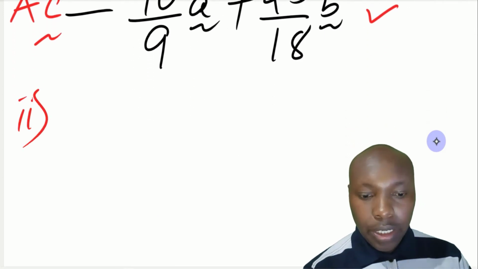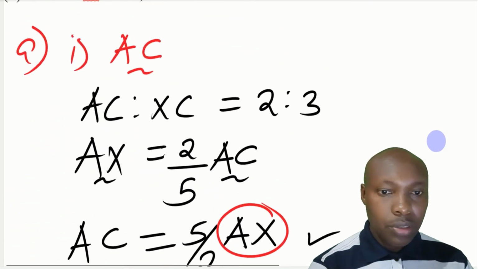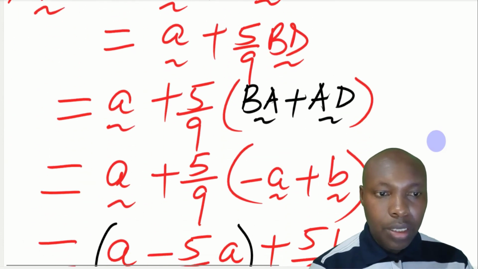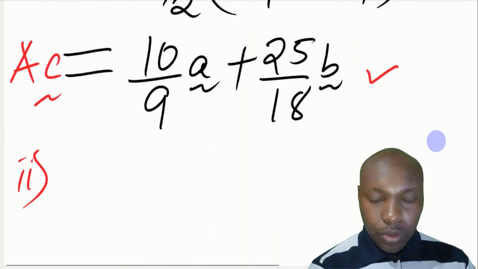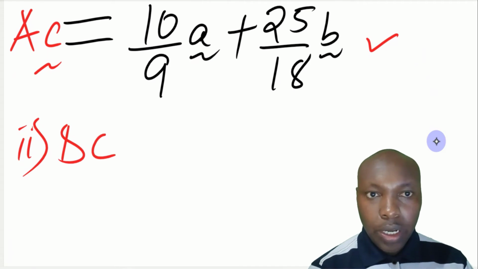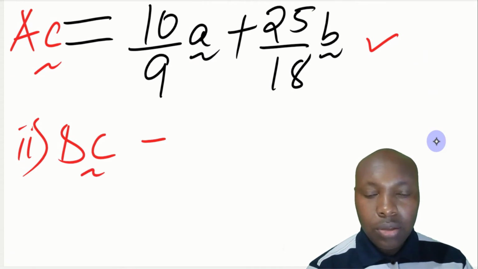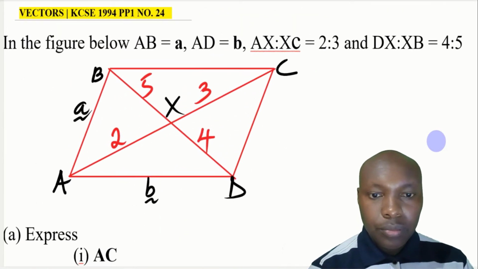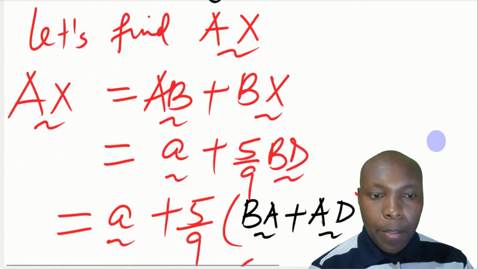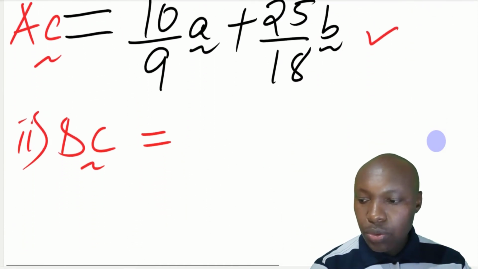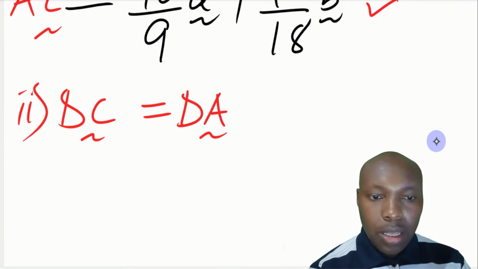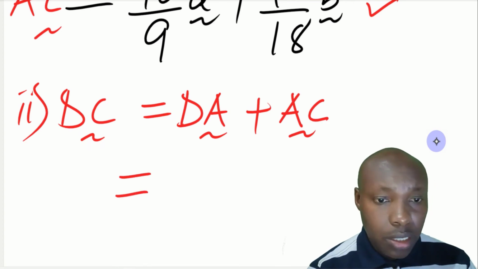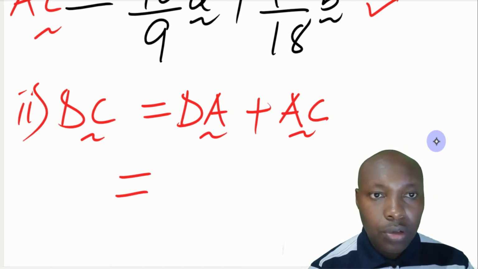Now let's go to the second part of the question, which is DC in terms of a and b in the simplest form. So we need to get DC. To get DC, we need to identify the route we are going to follow from D to C. Let's go to the diagram. To get that, we need to use DA plus AC. That is the route you're going to follow.